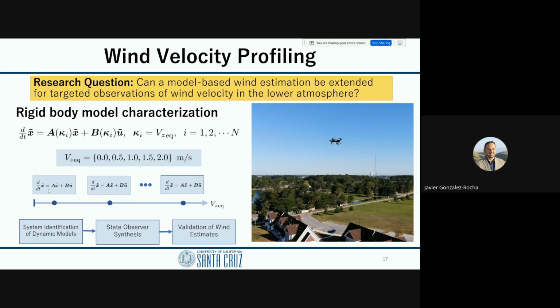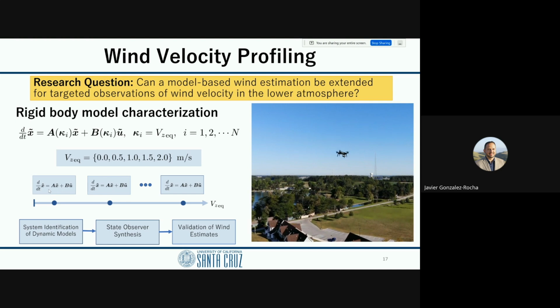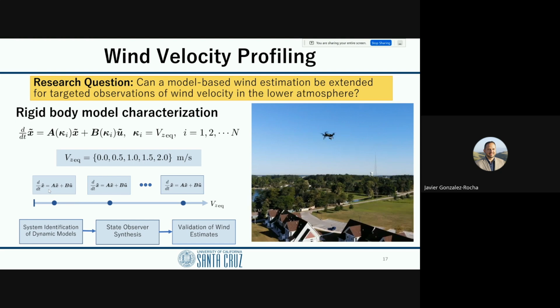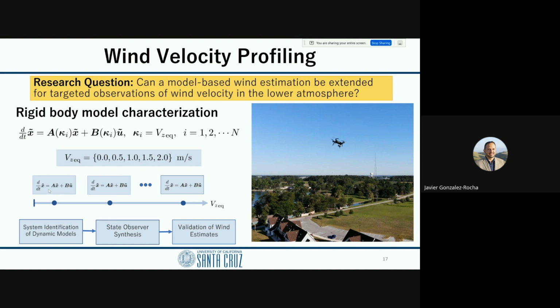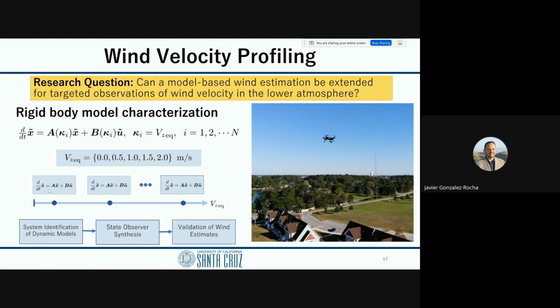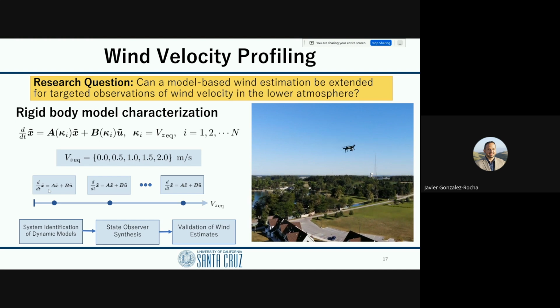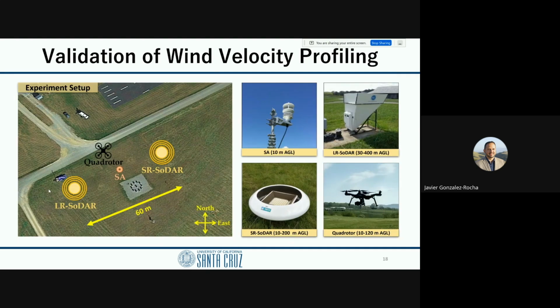In this approach, we essentially did system identification again for each one of these conditions. As you can see in the video, we're ascending at a fixed ascent rate. Then we excite the aircraft. Then we come back to a steady state. We learn the dynamics, we validate the dynamics, and then we synthesize an observer. And then we do validations.